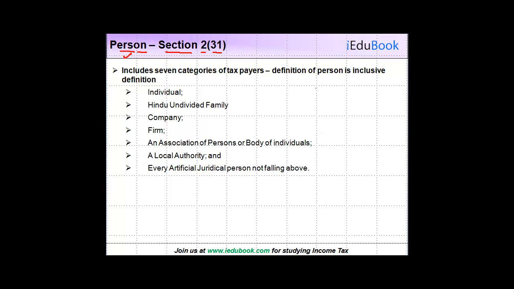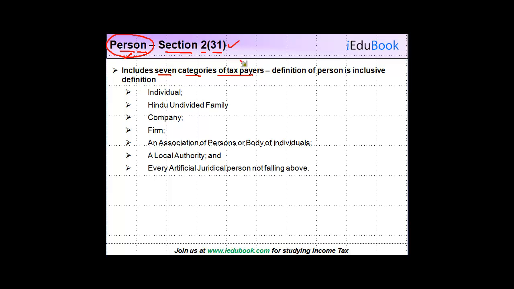Okay, so what is the meaning of person? Now, normally, if I were to say he is a good person, I'm referring to an individual. Okay, but for income tax purposes, it is not only the individuals. There are basically 7 categories of taxpayers which are covered within the definition of person in section 2, subsection 31.